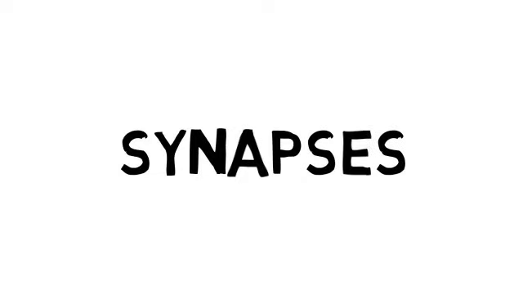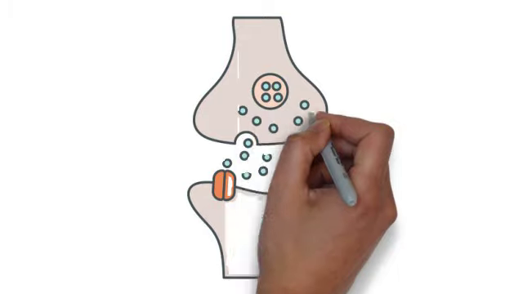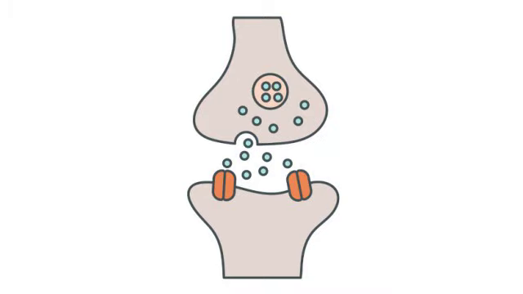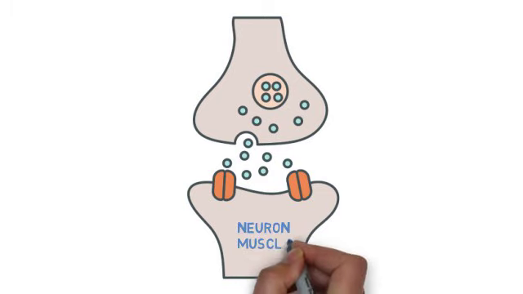Today, we're going to be exploring synapses. These small structures are where all the magic of communication happens in your brain. So, first off, what is a synapse? A synapse is the junction where a neuron communicates with another cell. This could be another neuron, a muscle cell, or a glial cell.